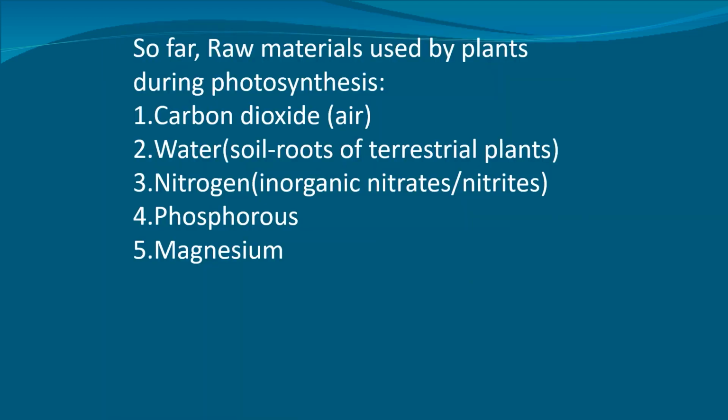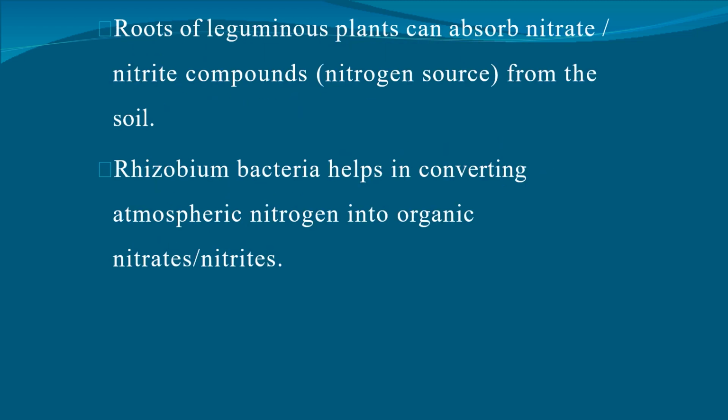So far, we know that the different raw materials used by plants are, number 1, carbon dioxide, which it gets from air, and water, which is taken up from the soil by the roots in terrestrial plants. Other materials like nitrogen, phosphorus, iron and magnesium are taken up from the soil.